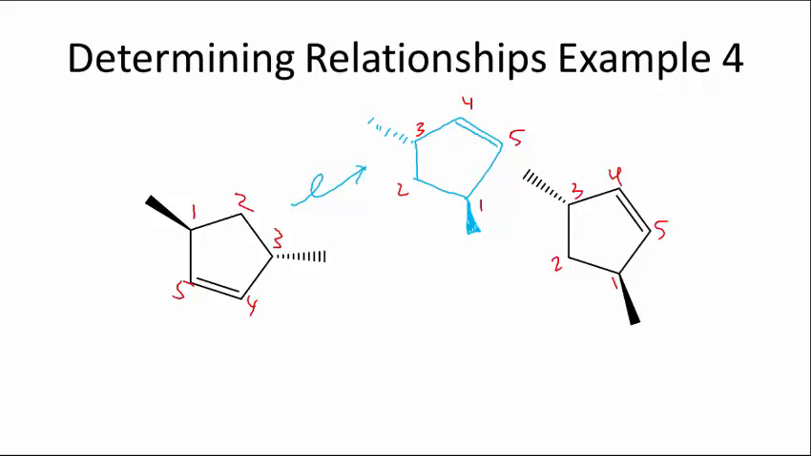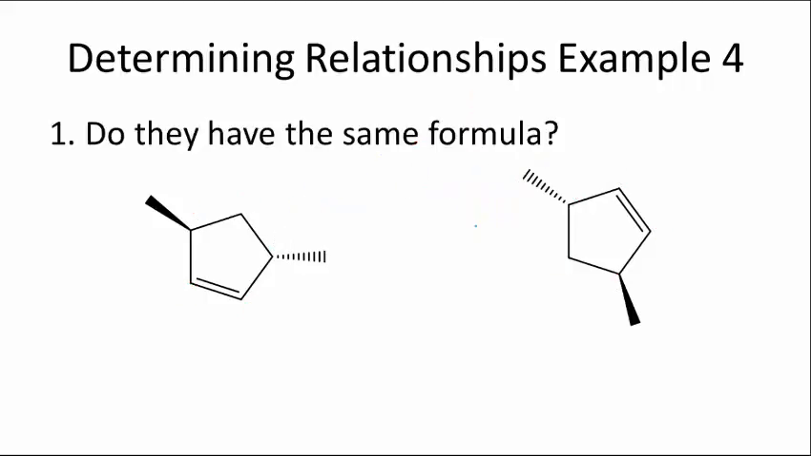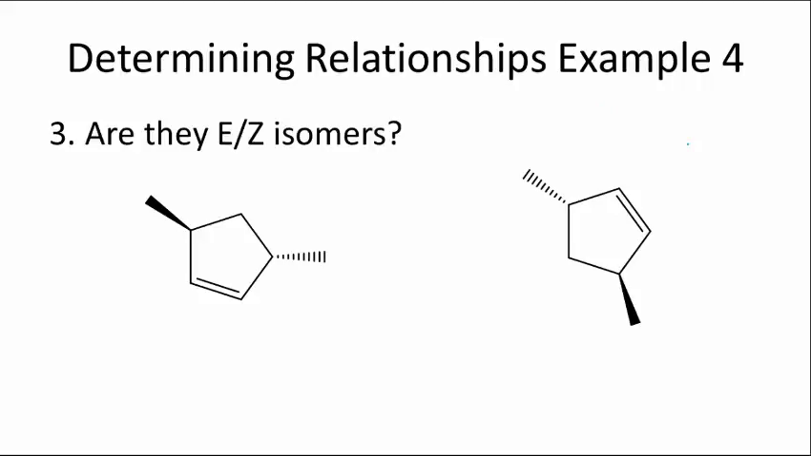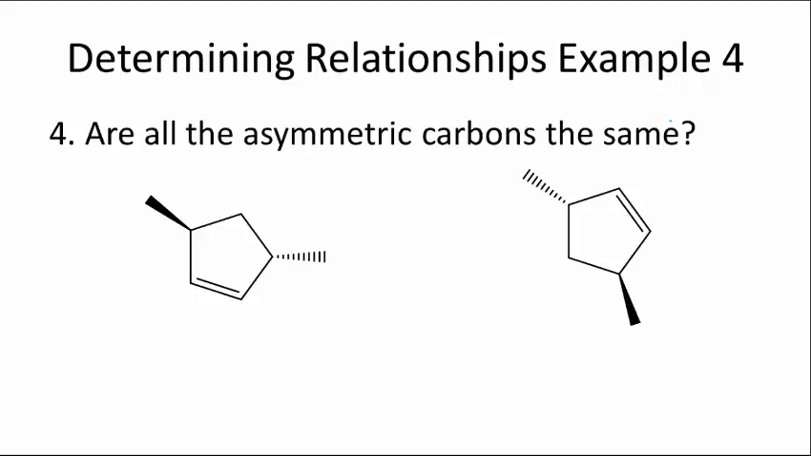And now I can see these are the same thing. So all of my R/S configurations are the same. So these are the same thing. All right, they have the same chemical formula, yes. They have the same connectivity, yes. They're not E/Z isomers. All the asymmetric carbons are the same. So these are identical.